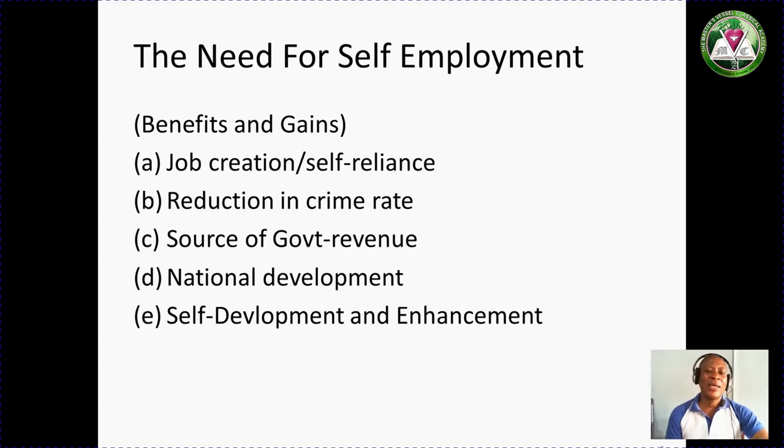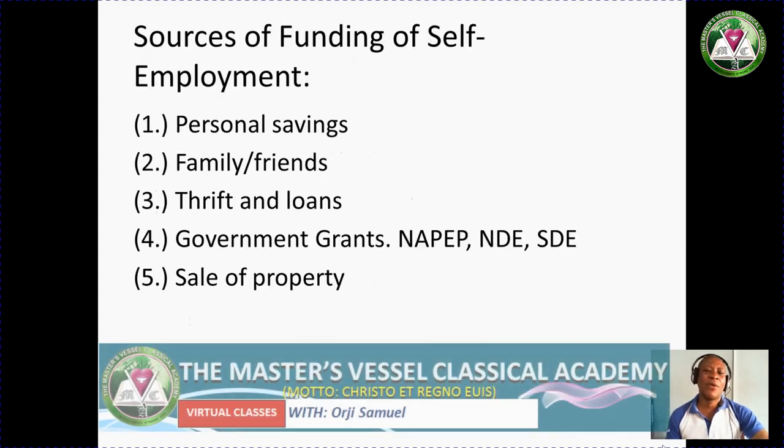Lastly, self-employment leads to self-development and enhancement. It enables people who are self-employed to be enhanced in their physical and other skills. It helps them to enhance their skills, to learn more about what they are doing and to do it in a better way, and to teach others too. So having said that, these are some of the benefits of self-employment.